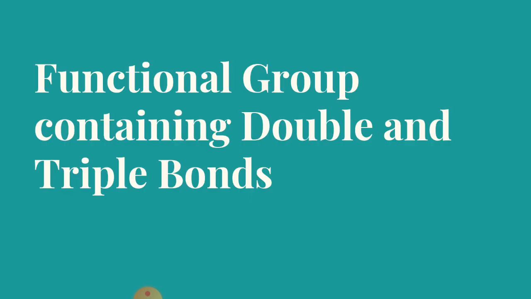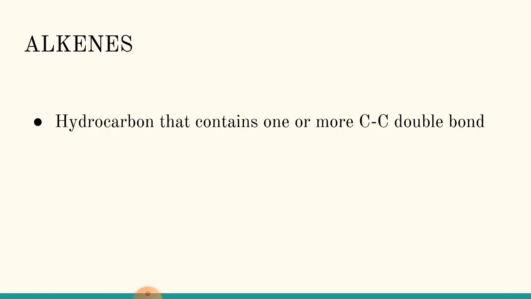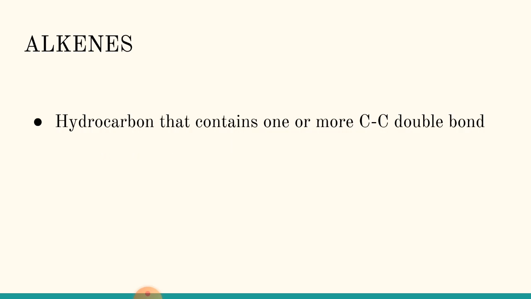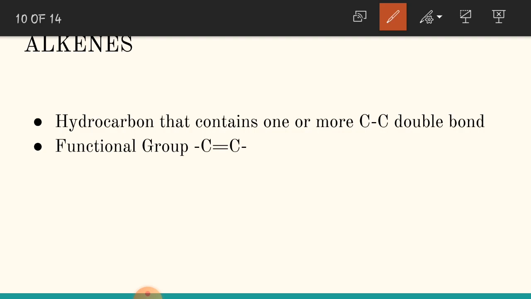Now let's move towards the organic compounds having double and triple bonds as the functional groups. We have read about the alkenes, that alkenes are the hydrocarbons that contain one or more carbon-carbon double bond. And the functional group is this, C double bond C. In the examples of alkenes, we read about ethene.